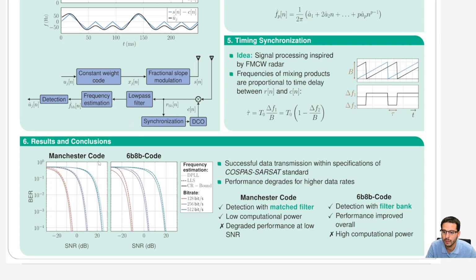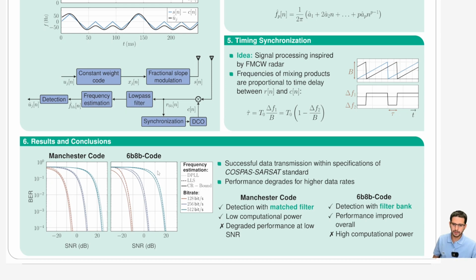Additionally, at the left side you can see the Manchester code as I presented it before. And additionally, we also implemented a 6B8B code which maps 6 information bits onto 8 coded bits with a constant Hamming weight of 4 ones per sequence. As you can see, using this 6B8B code leads to an overall improved performance of the curves.